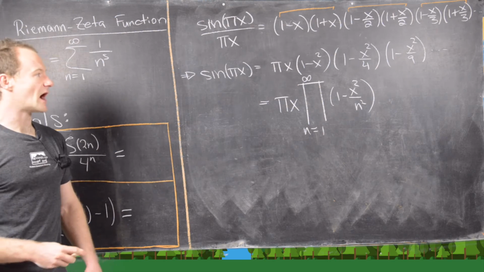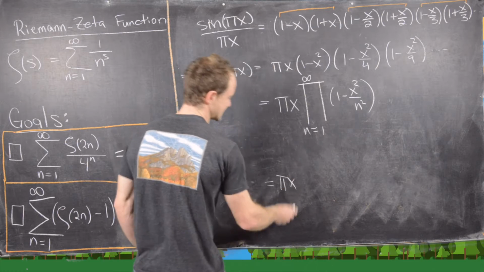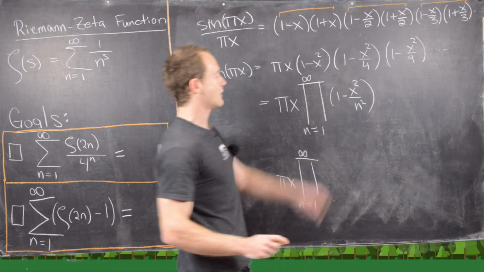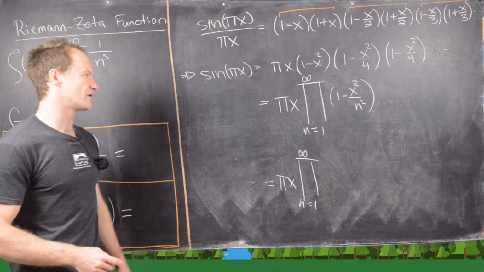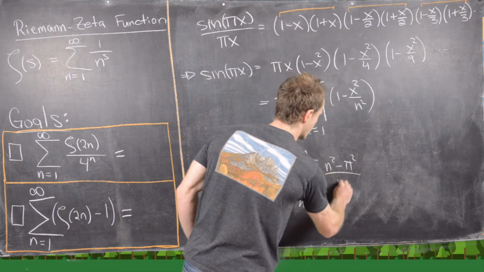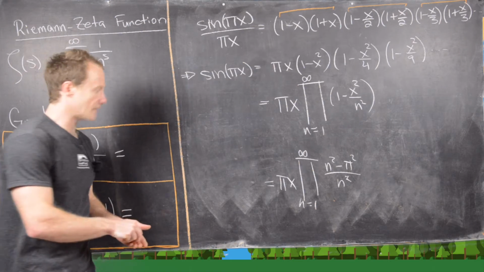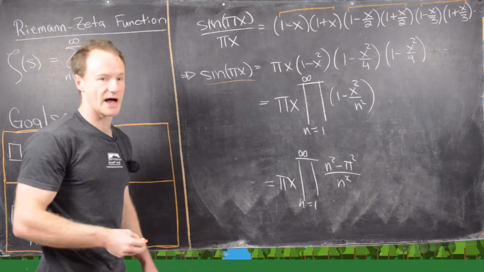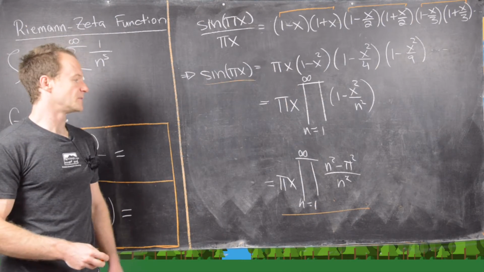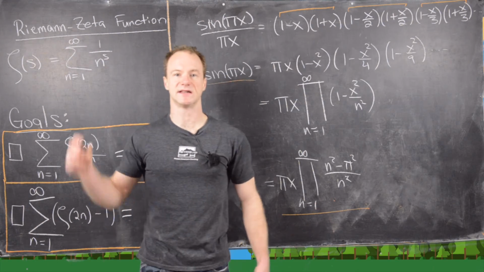Okay, great. So now I want to rewrite this a little bit. Let's write this as pi x times the infinite product, n equals 1 to infinity. And I want to pull out a 1 over n squared and make this n squared minus x squared over n squared. And so that's the infinite product that I'm going to work with. So notice now we have sine of pi x equals pi times x times the following infinite product. I'll erase that, move that to the board, and we'll work on the next step.